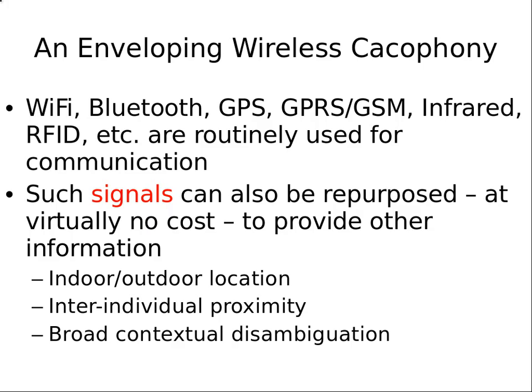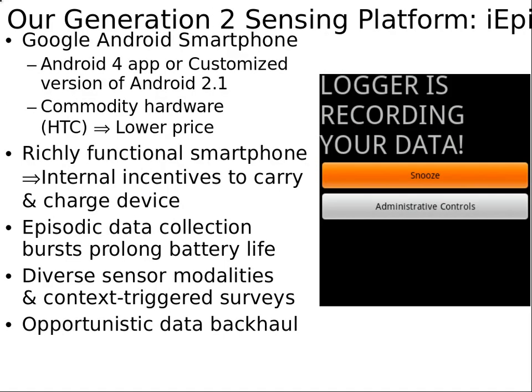Similarly, we're surrounded by a growing wireless cacophony. We have Wi-Fi signals, GPS signals, cell phone signals that are bouncing all around us at each point, and that contains information. The signal strength and the availability of signals indicate important pieces of information if we're just to collect it. For example, where we are, how close we are to other people.